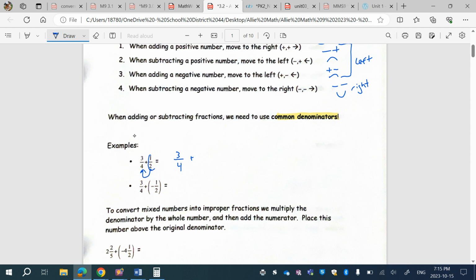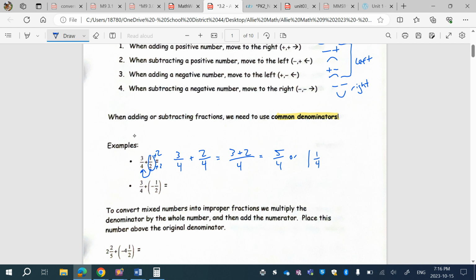So we can change this fraction by multiplying the top and the bottom by the same number. So I'm going to multiply the top and the bottom by 2. So we end up with 3 over 4 plus 2 over 4. It's still a half, but it's just in a different form. Now we can add the tops. 3 plus 2. It's going to be over the same denominator, and you get 5 over 4, or you can call it 1 and 1/4.